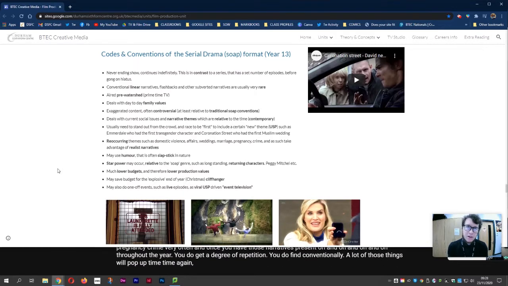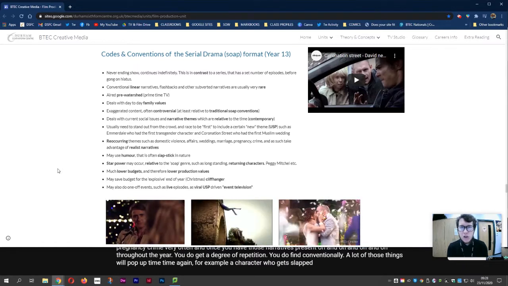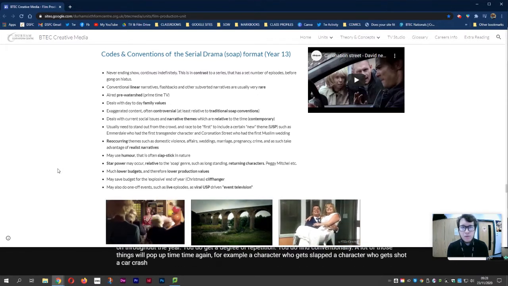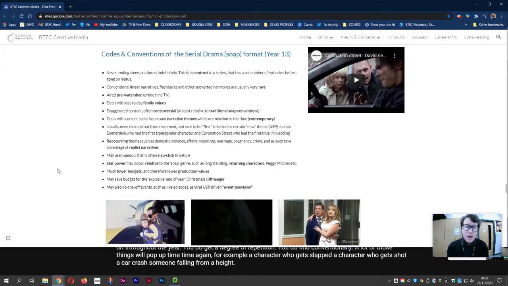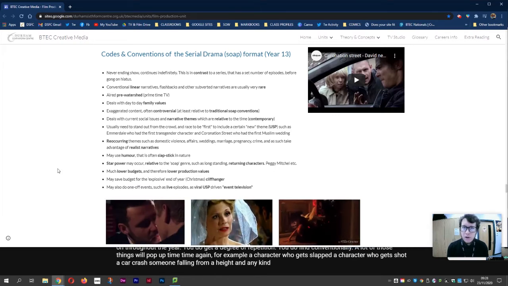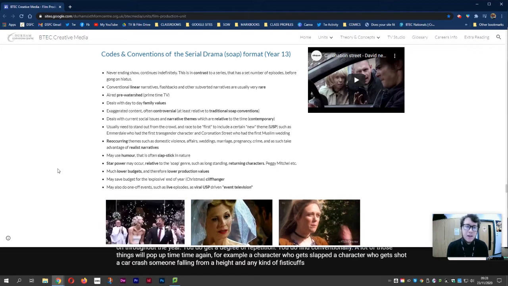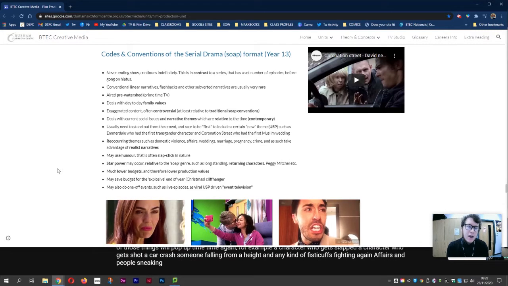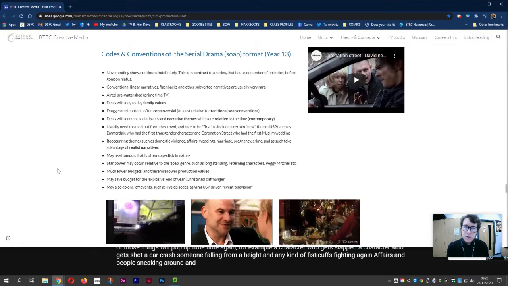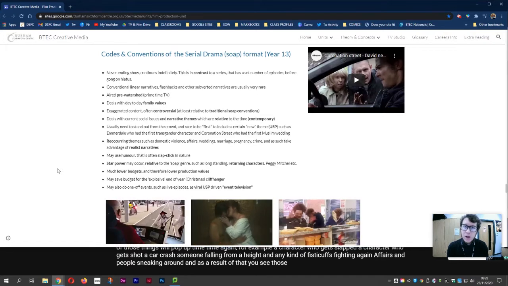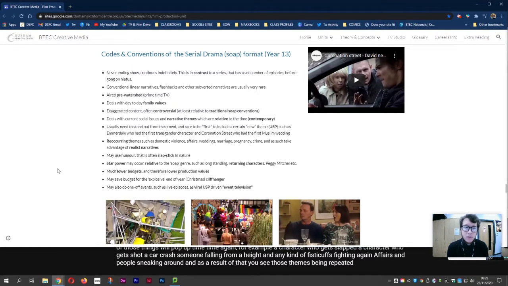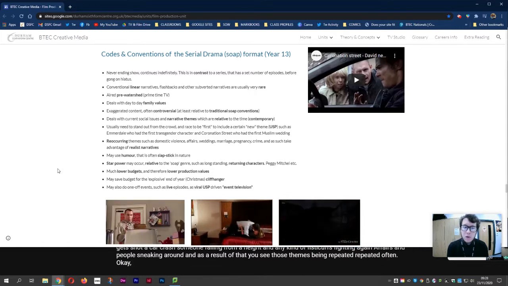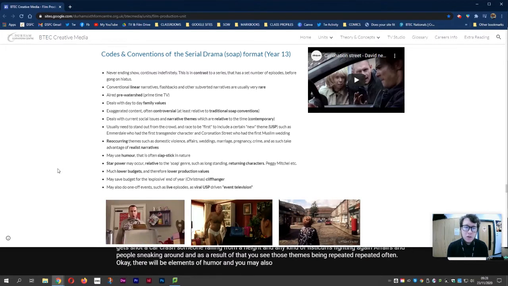For example, a character who gets slapped, a character who gets shot, a car crash, someone falling from a height, any kind of fisticuffs, fighting, again, affairs, people sneaking around, and as a result of that you see those themes being repeated often. Okay, there will be elements of humor, and you may also see that in the montages below.